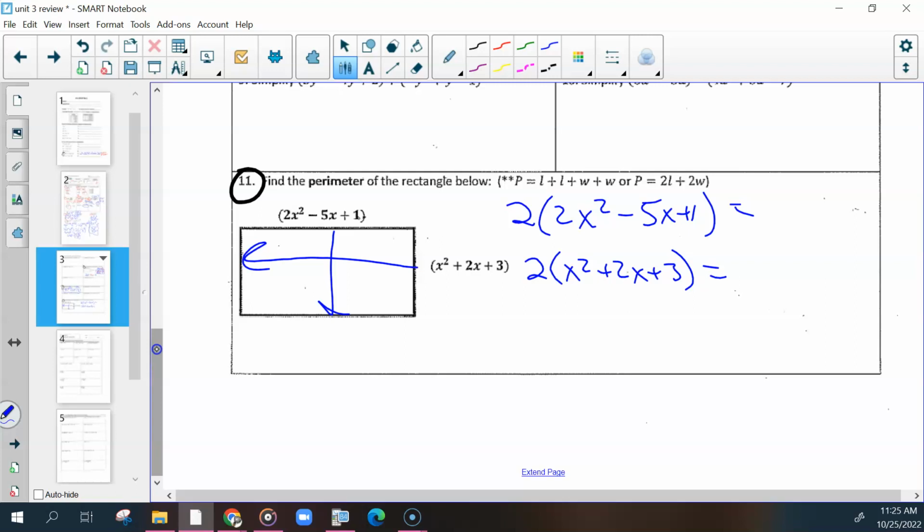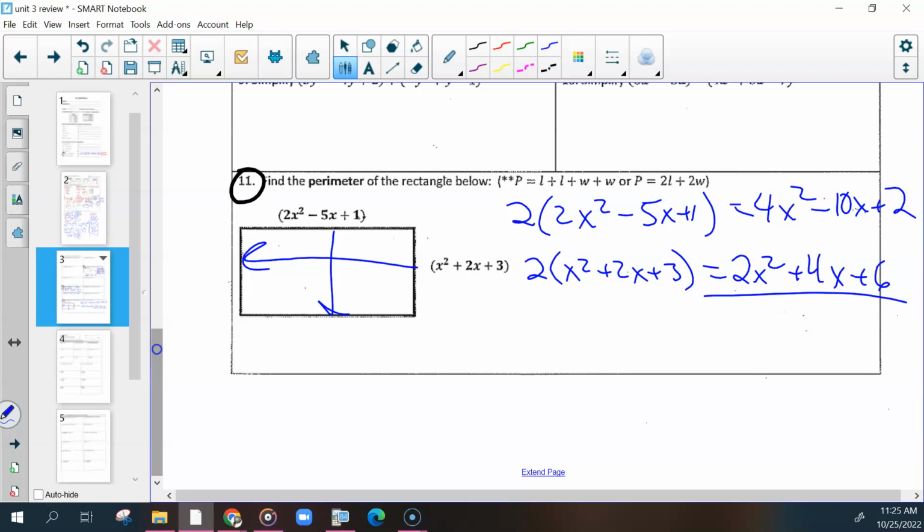You're multiplying 2 and 2. This one would be 2x squared, yes. For this first one, though, negative. Okay. 4x squared, keep going. Minus 10x plus 2. Okay, so we have 2x squared down here. What's the rest of that, Cameron? Plus 4x plus 6.